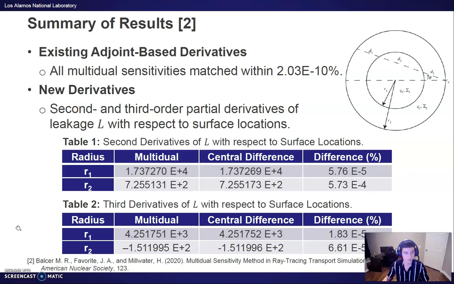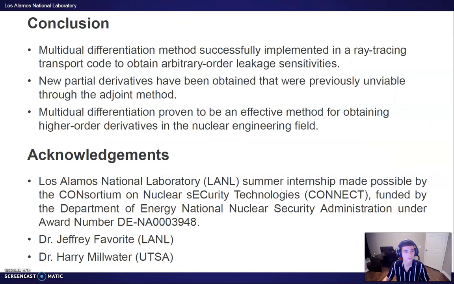These results were published at the American Nuclear Society conference this winter for 2020, and we are also currently working on a journal publication for this. So in conclusion, we successfully implemented the multi-dual differentiation method in a ray tracing transport code to obtain arbitrary order derivatives of leakage with respect to isotopic parameters and surface locations. So we've shown that this multi-dual differentiation method can be applied in the nuclear engineering field.